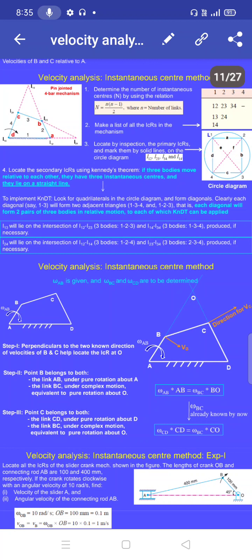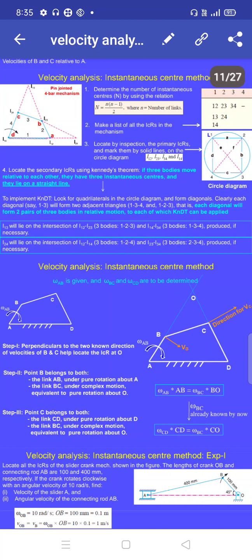So I13 will lie on the intersection of I12, I23, three bodies 1, 2, 3, and I14, I34, three bodies 1, 3, 4, produced if necessary. So I24 will lie on the intersection of I12, I14, three bodies 1, 2, 4, and I23, I34, three bodies 2, 3, 4, produced if necessary.